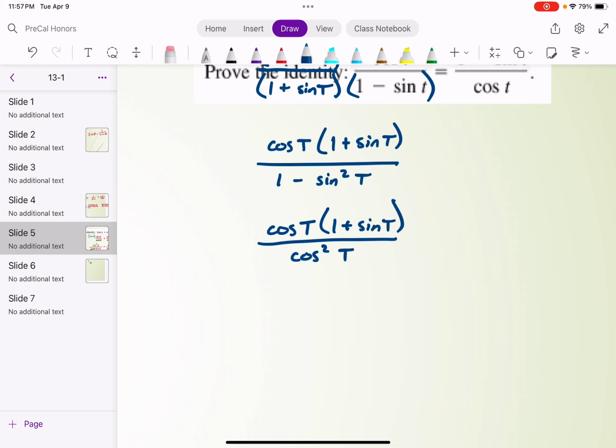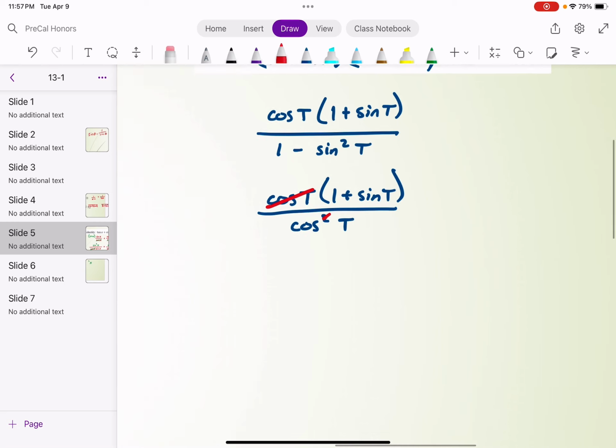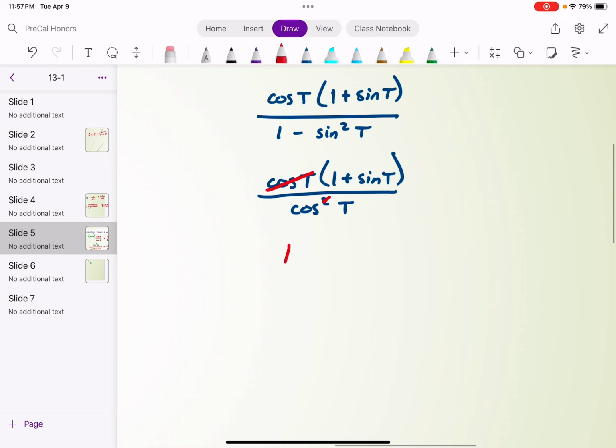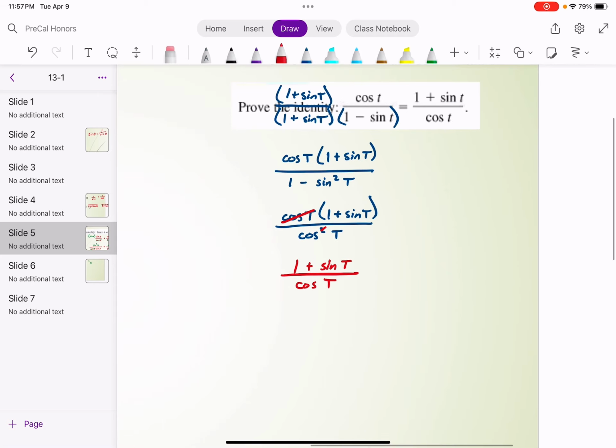Keep in mind, our cosines are actually going to cancel out. In this case, the numerator cosine t will cancel with the square of our cosine from the denominator. In this problem, we're actually going to end up with 1 plus sine t over cosine t. Keep in mind, it matches up with the right side, which means we have done this problem correctly.